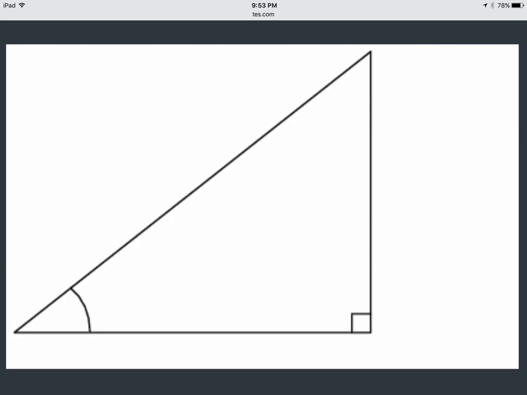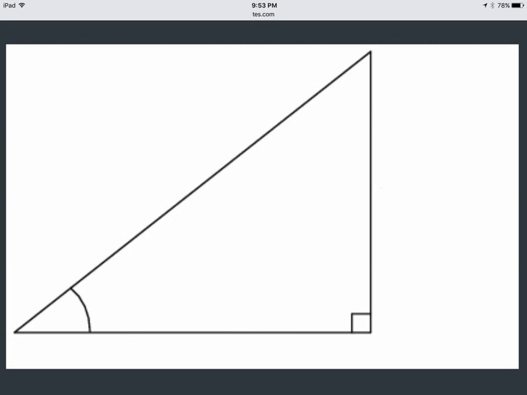Now we're going to start trigonometry. It's a new concept probably for most of you, but it's not as difficult as what you might think. I'm going to try to make it simple, and the very first thing you need to learn to do is to identify the sides of a triangle.